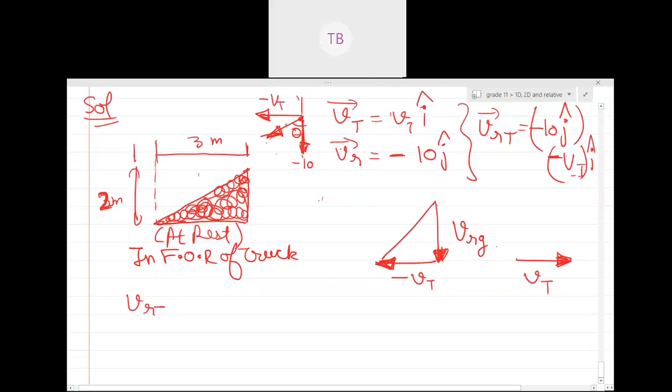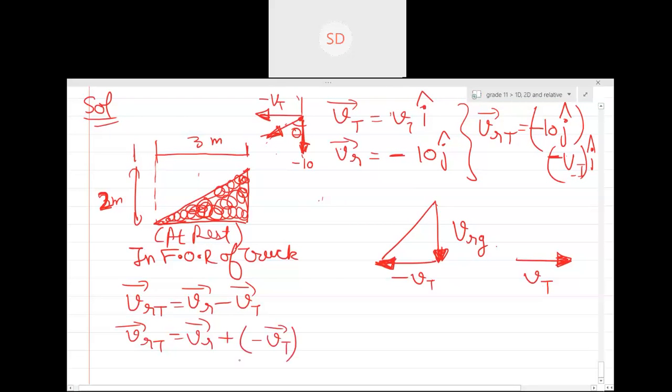Velocity of rain with respect to truck will be equal to velocity of rain minus velocity of truck. Can I write this as velocity of rain plus minus velocity of truck? Can I write it like this? Basically, I'm adding, reversing the vector of the truck. हाँ हम ट्रक को रिवर्स कर रहे हैं. हाँ ट्रक को रिवर्स नहीं कर रहे हैं, अपन वेक्टर अलजेब्रा लगा रहे हैं, तो बेसिकली this vector plus this vector will give you the velocity of rain with respect to truck.